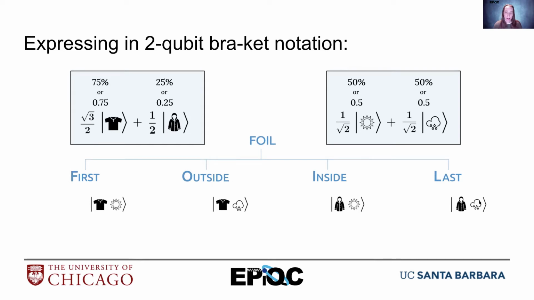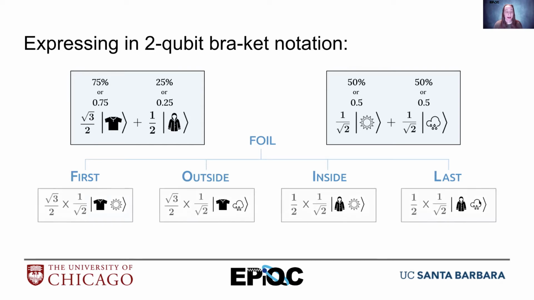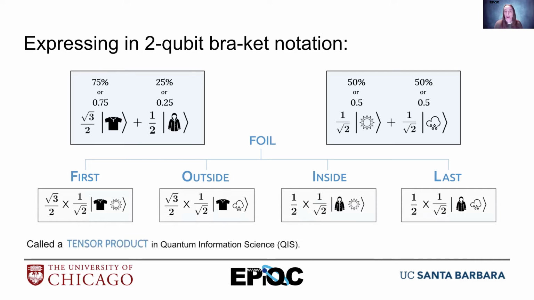And so we can calculate these probabilities by taking the product. And it also works with the probability amplitude. So we can take the product by multiplying the probability amplitudes, and that will also be correct. So we multiply these, and this is what's going to get our resulting probability amplitude for the combination of the 2 choices. And in QIS, this is called the tensor product. But you can think of it as going back to your algebra and just multiplying first, outside, inside, last.